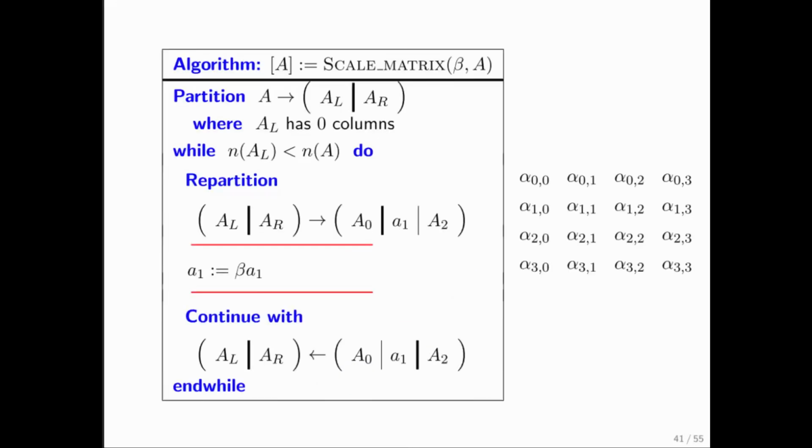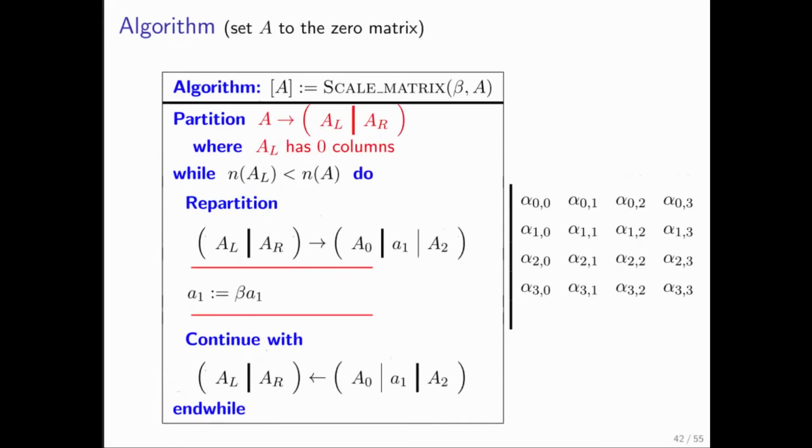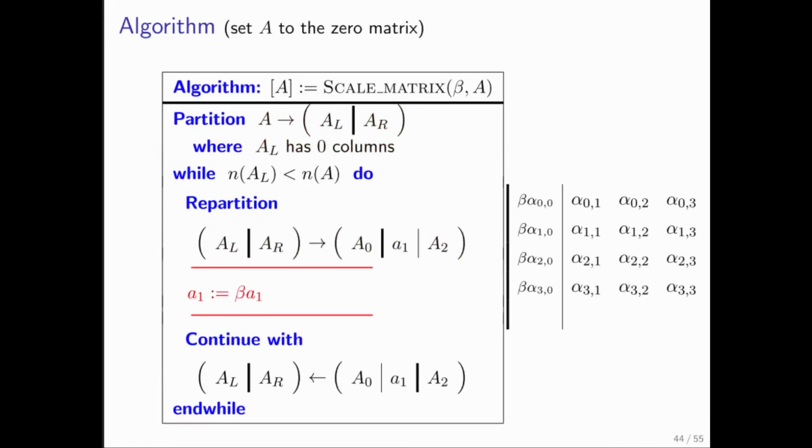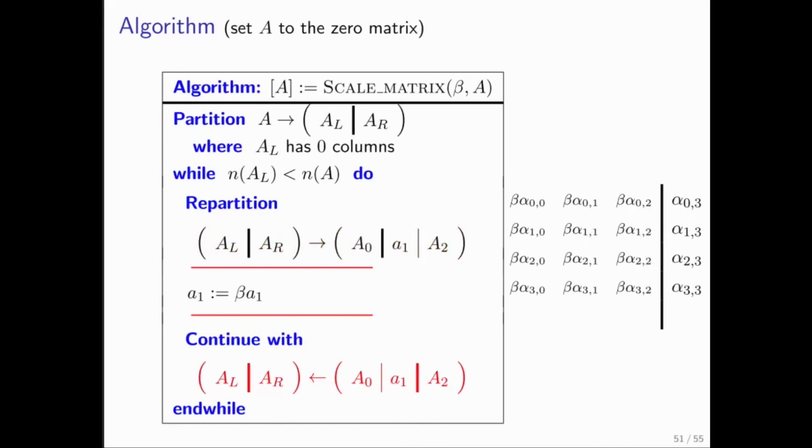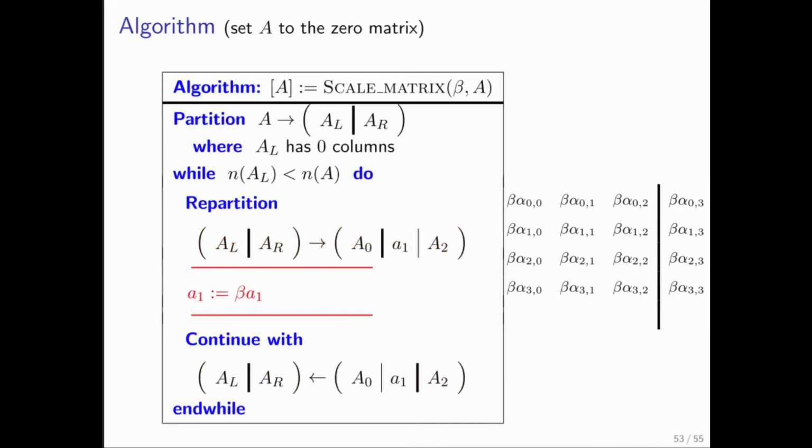Let's have a look at an algorithm that scales a matrix by a scalar beta. You've seen these enough that I can go through this pretty quickly. You partition, you expose, you update, you move on. You expose, you update, you move on. You expose, you update, and you move on, and you're done.